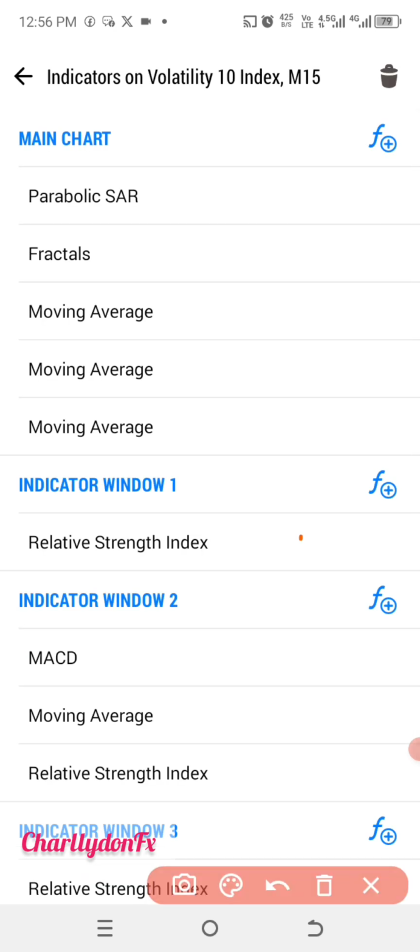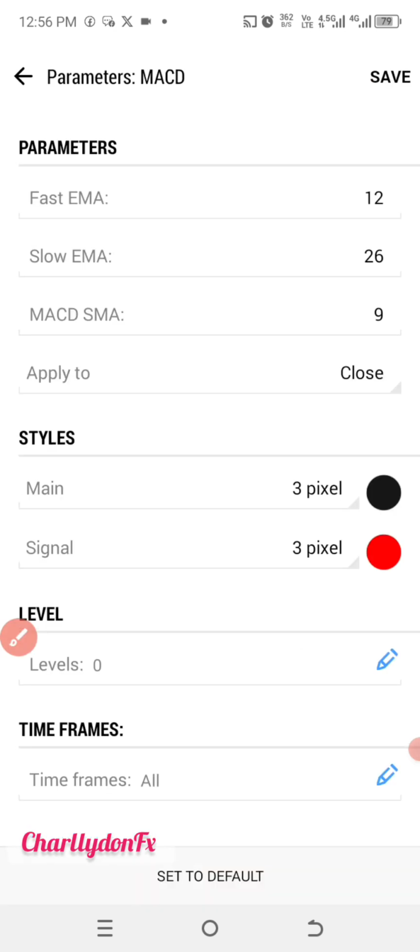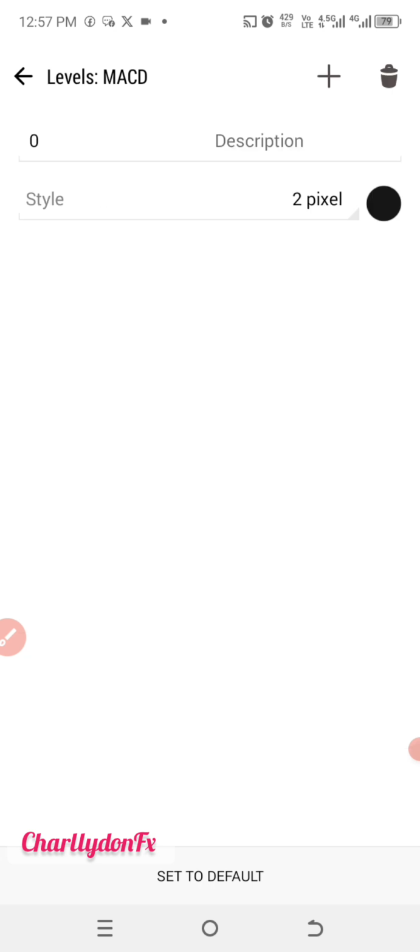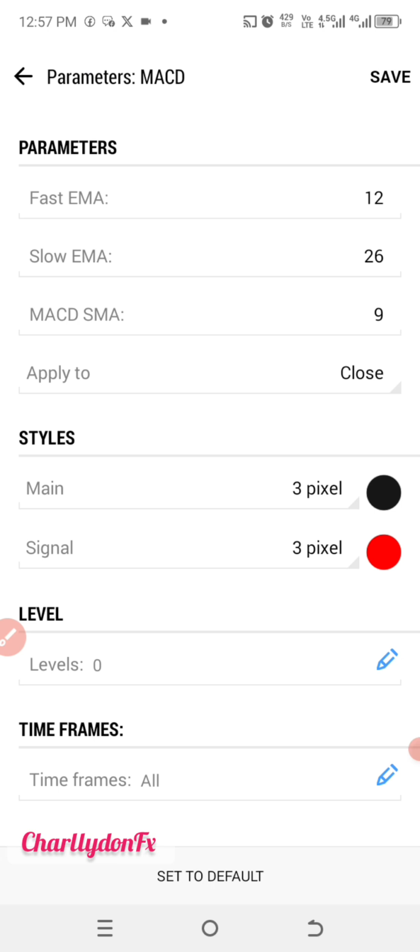So in our indicator window 2, we have our MACD. The parameters are fast EMA 12, slow EMA 26, MACD SMA 9, apply to close. The style, the main is 3 pixel, signal 3 pixel. You choose the color of your choice, guys. While the level is 0.